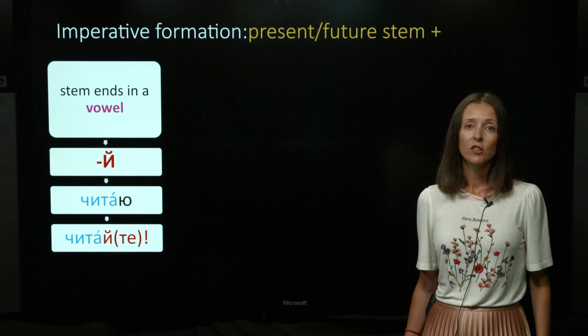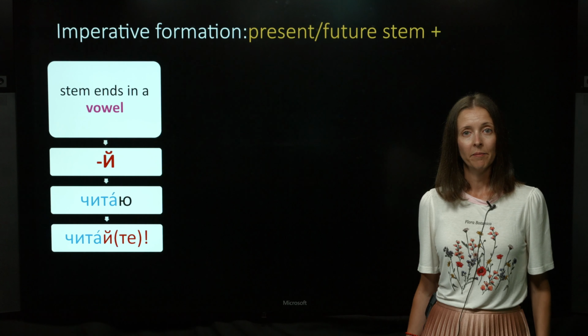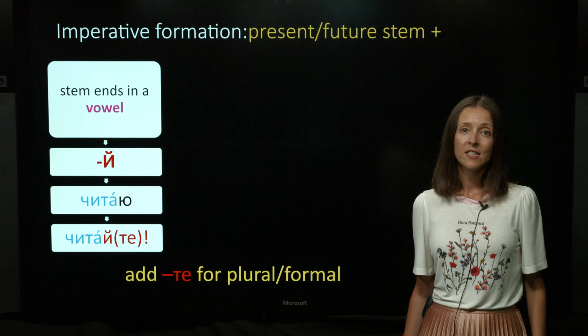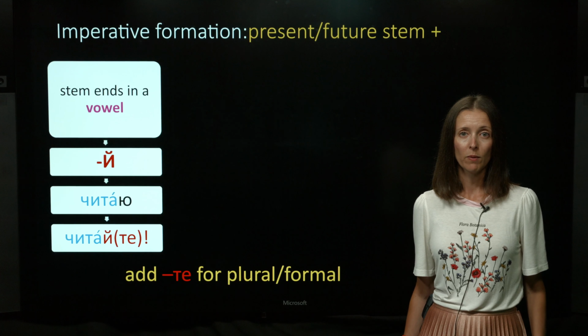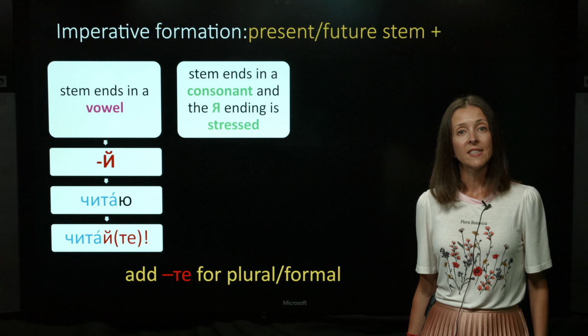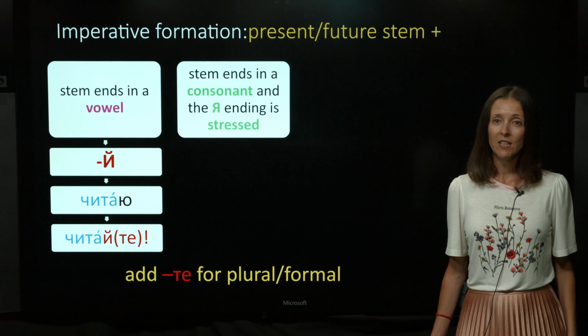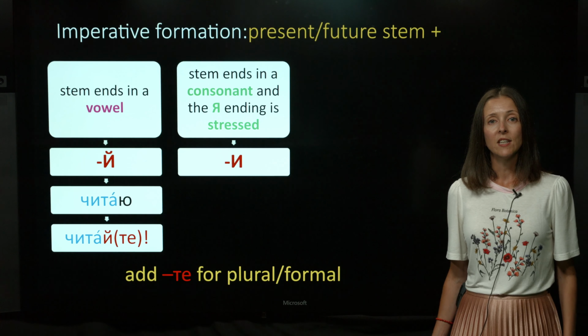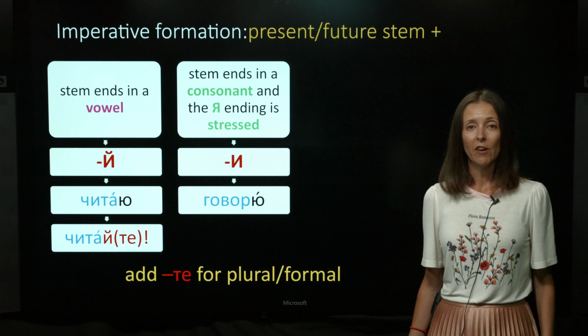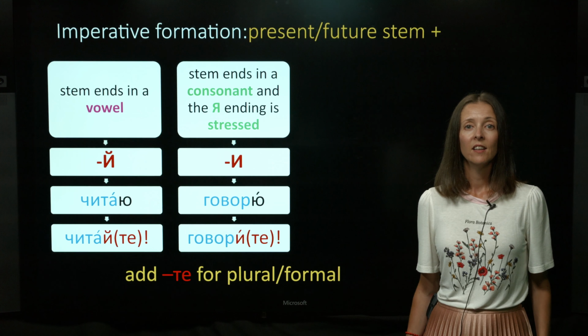Читаю, читай, читайте. Note that we add те for plural and formal forms. If the stem ends in a consonant and the я ending is stressed, you will use the ending и. Говорю, говори, говорите.